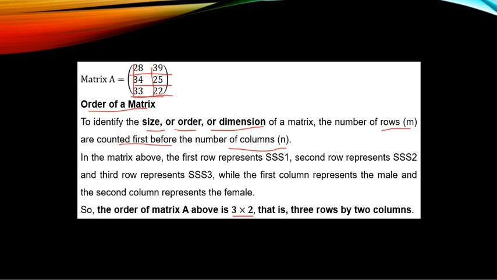That "by" does not really mean times in the order of a matrix. It means a 3 by 2 matrix. That is, the matrix has three rows and two columns. So in this, the number of rows always comes first before the number of columns. Did you get that? Okay, I can see you nodding your head. That's beautiful.